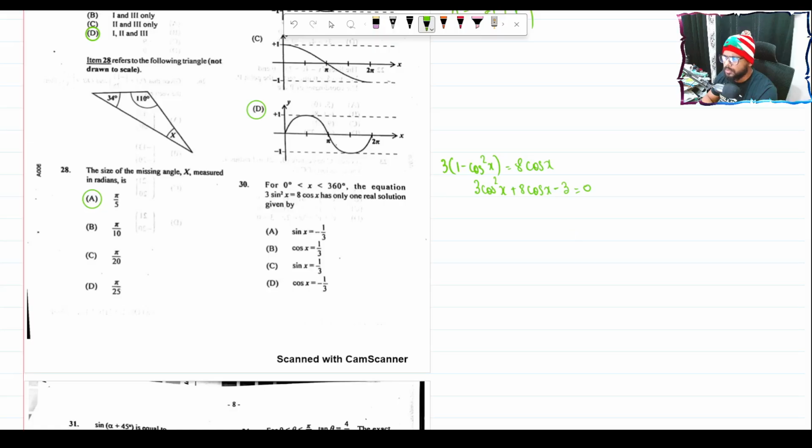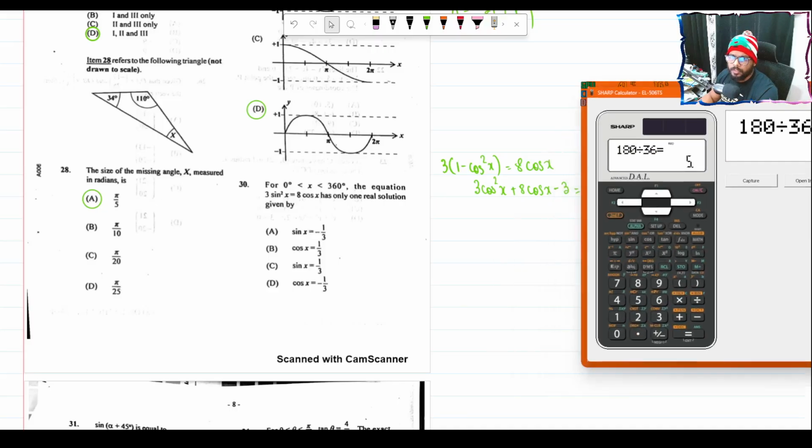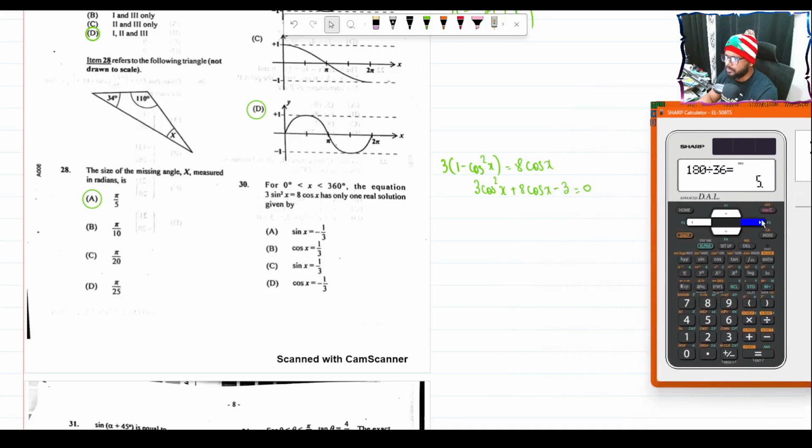Has one real solution given by, so let me solve this quadratic. Now this is a quadratic, whether you make a substitution for cosine theta or not. Mode 2, 3, 8, and minus 3. One answer is a third. So cosine x is equal to 1/3. What's the next answer? Negative 3. I could have cosine x is equal to negative 3 as well, but this will not yield any solutions. So cosine x is equal to 1/3 is the only solution here.